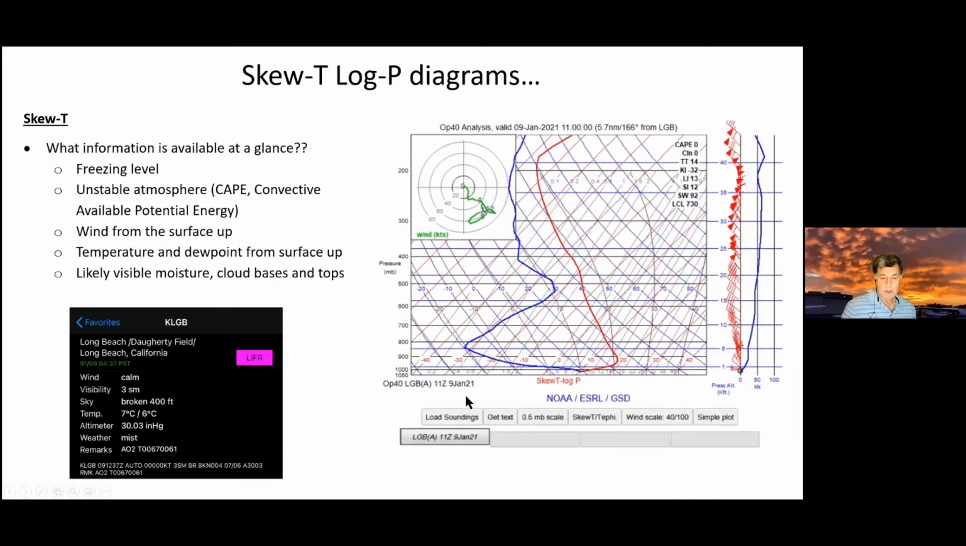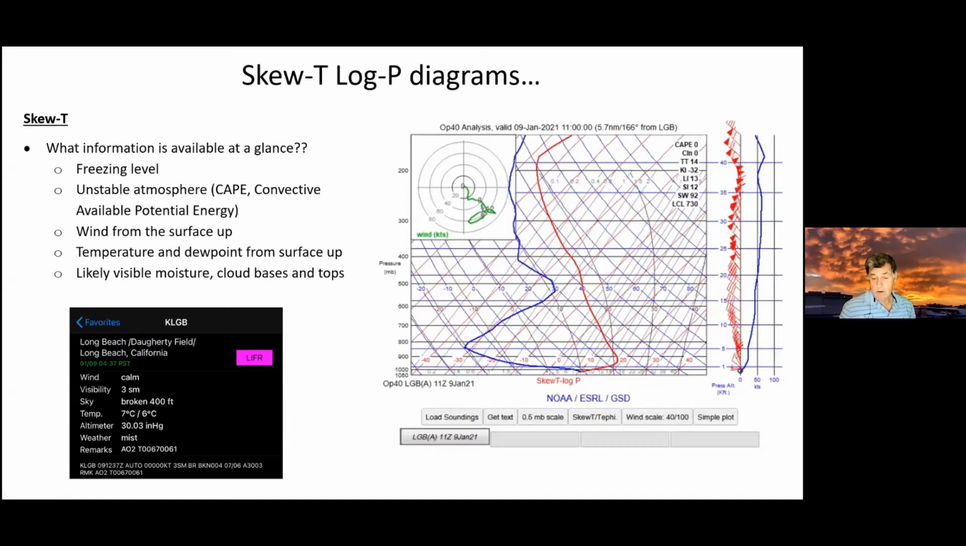And this was January 9th, I pulled this. And I don't know if any of you fly out of John Wayne or Long Beach, but I pulled the METAR for Long Beach, and it said that we had a broken ceiling at 400 feet and we had mist. And at John Wayne, it was reporting fog and about the same. So that's because right here at the surface, the temperature and dew point came together. We had visible moisture.